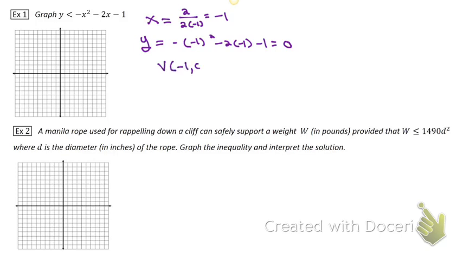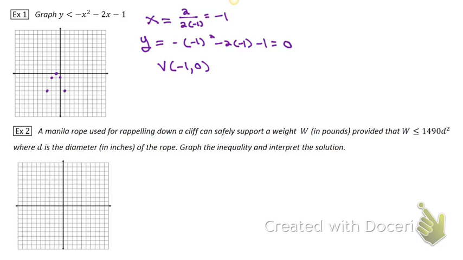So we've got our vertex, which lies on the x-axis. We can plot that point, and we know the y-intercept is, what is it? That's right, it's negative 1. And then we could plug into the equation and use symmetry, or we can know we're going to go over 2 and down 4 from the vertex.